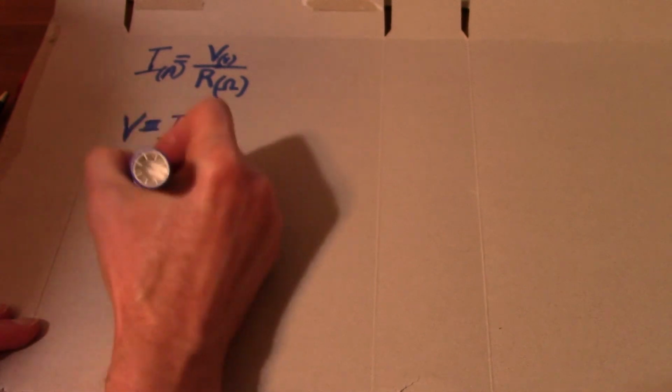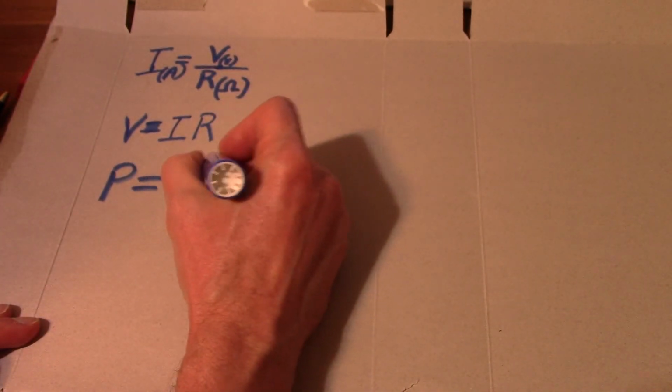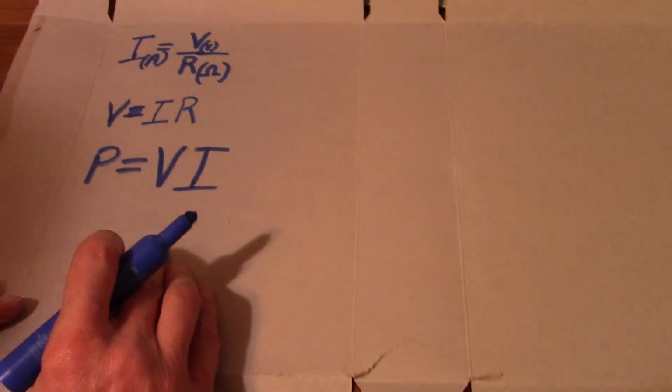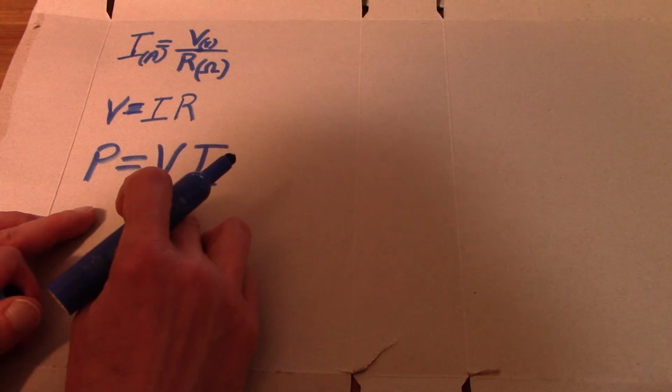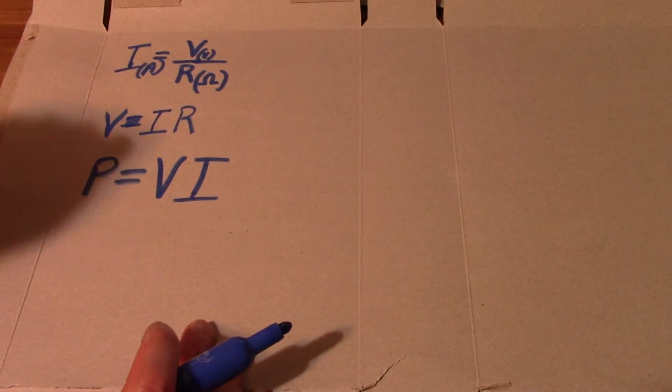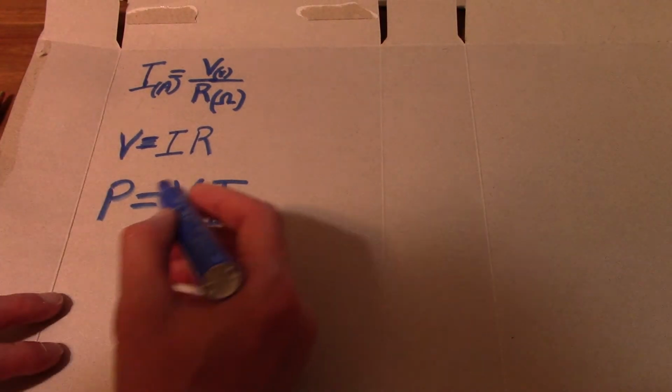Power is just equal to voltage times current. That gives you your power. Now remember that voltage is equal to IR. We can see that right here. This is left over from previously.